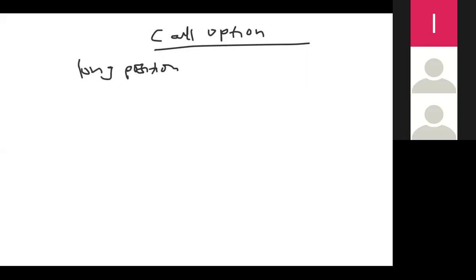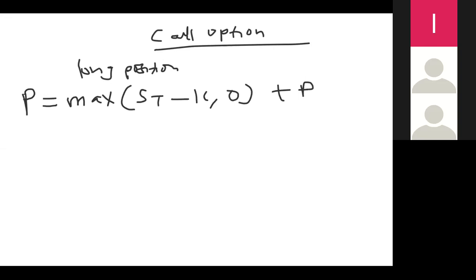Profit function is equal to the maximum of ST minus K, comma 0, minus the premium when you take a long position. Now let's look at what is the maximum loss that somebody can make, and then what the maximum profit that somebody can make.